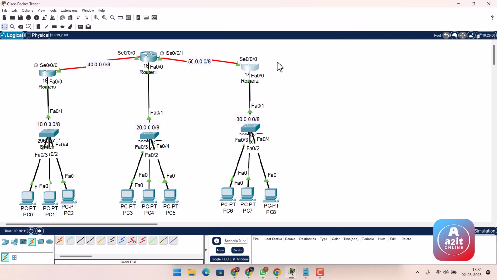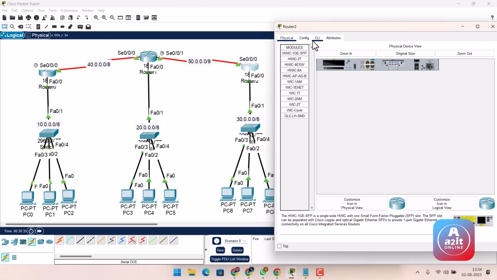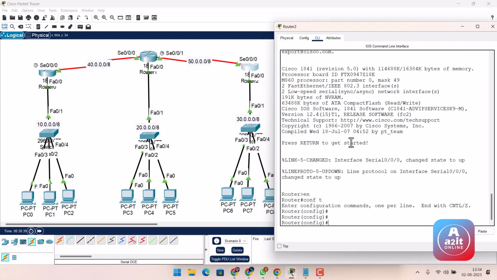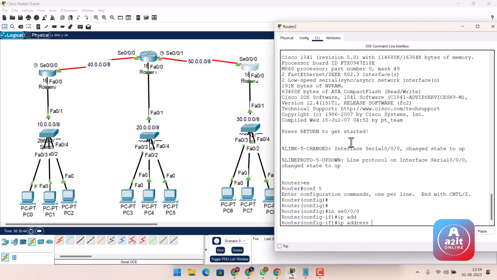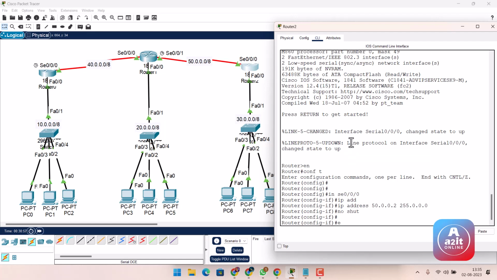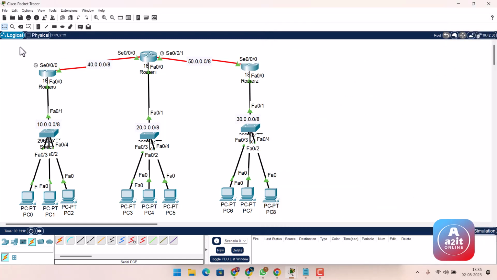Now let's move to our third router, and the interface is serial 0/0/0 and the network is 50. So let's mention that. And in my router 2, I have mentioned the IP address 50.0.0.1, and here I'm going to use 50.0.0.2 with the same subnet mask. Alright, now we have done with the configuration part of our routers.